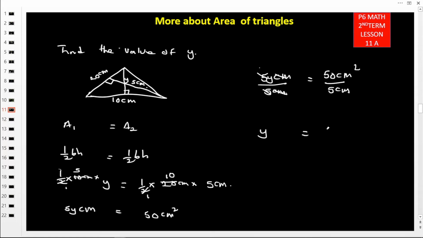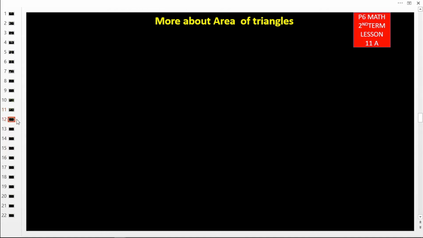So here we have 50 times centimeter, that is centimeter squared, then 5 times centimeter, so centimeter by centimeter is 1. How many 5s in 5? 1. How many 5s in 0? 0. So we have y is giving us 10 centimeters. All right, my dear learner, I hope that you've understood that.